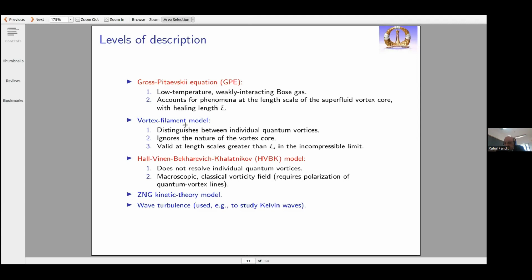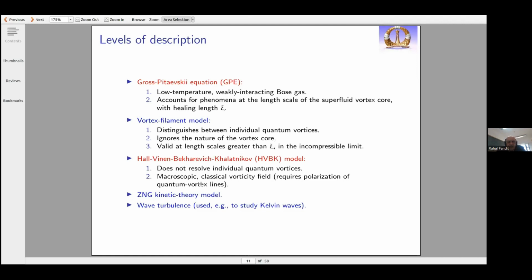Then there is a vortex filament model. That tangle of vortices that I showed you earlier is from such a simulation. It distinguishes between individual quantum vortices. It ignores the nature of the vortex cores, and it is valid on length scales greater than ξ, and in the incompressible limit.